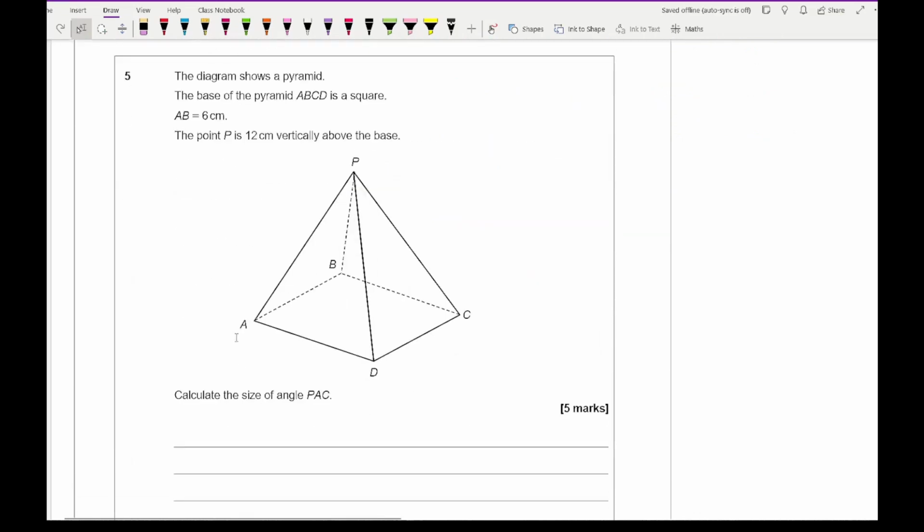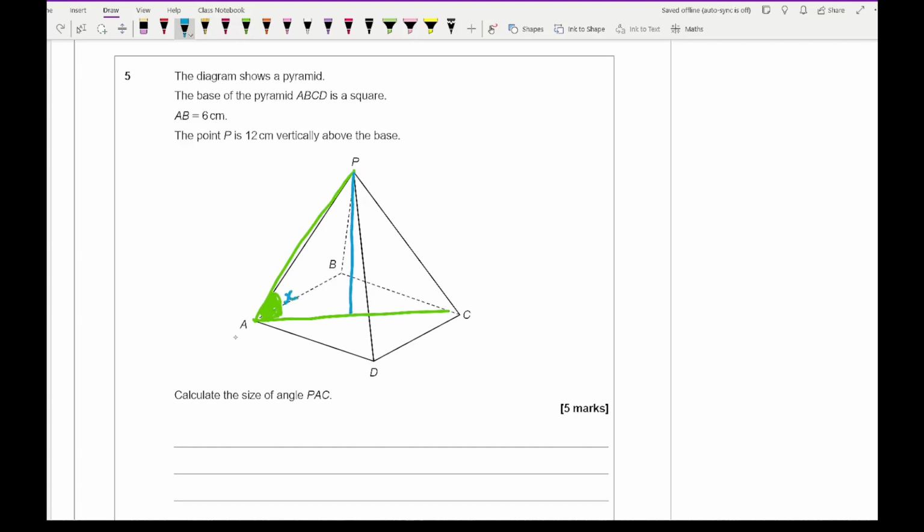Moving on to question 5, it says the diagram shows a pyramid. The base of the pyramid ABCD is a square. AB is 6 centimetres. The point P is 12 centimetres vertically above the base. Work out the size of angle PAC. So let's first of all work out the angle we need to find. So I'm going from P to A to C. So what I'm wanting to do is work out this angle here. Now if I draw a right angle triangle that connects those, I get this.